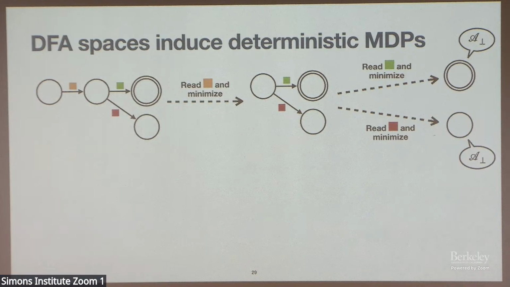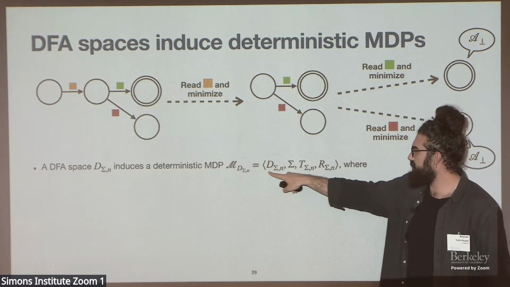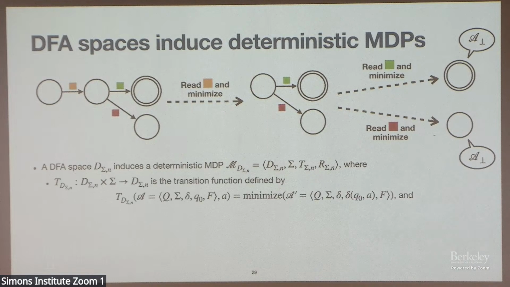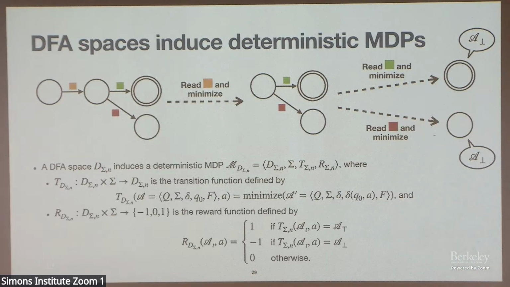So we can define a deterministic MDP on top of this object easily, where now your states are DFAs from this DFA space. So in this MDP, the states are DFAs, and your actions are symbols in your alphabet. And your transition functions are basically these. Just take the transition and then minimize. And your reward function, if you're here, you get a plus one reward. If you're here, you get a -1 reward, otherwise 0.